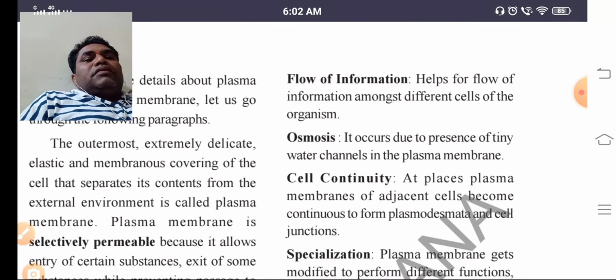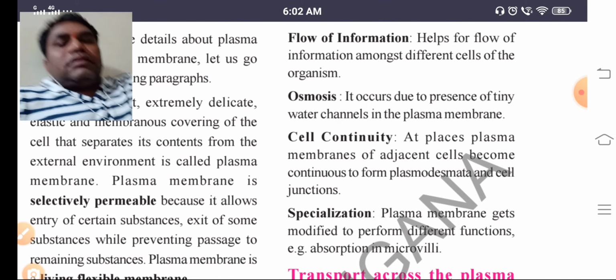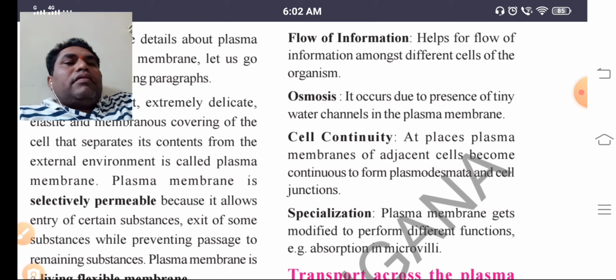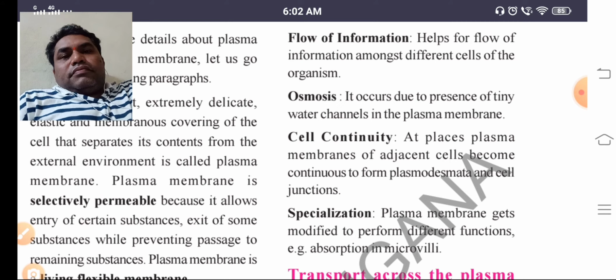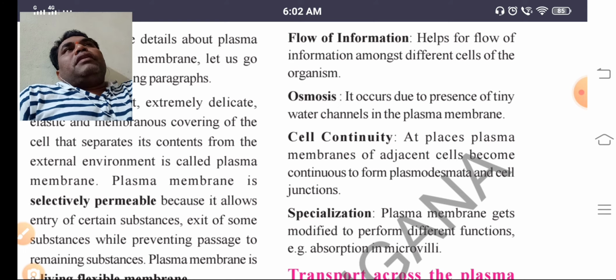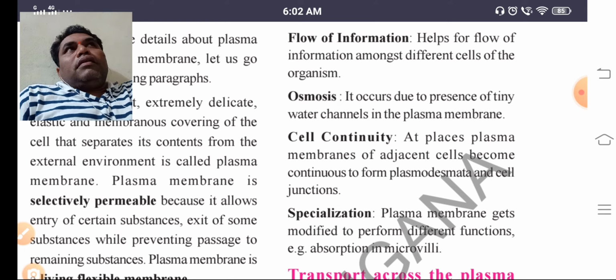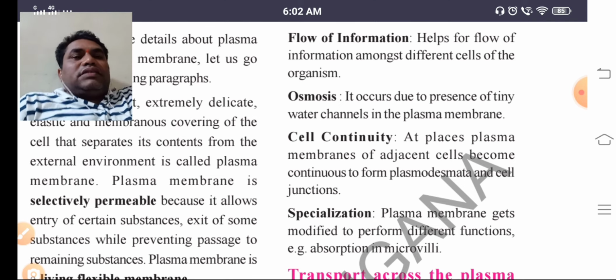Flow of information. Another function of plasma membrane is flow of information. It helps for flow of information amongst different cells of the organism. Plasma membrane is responsible for sending information from one cell to the other. In this way it will be communicated to the other cells.